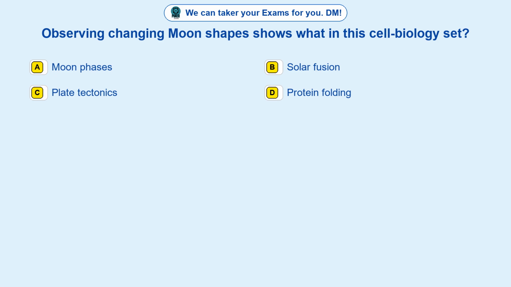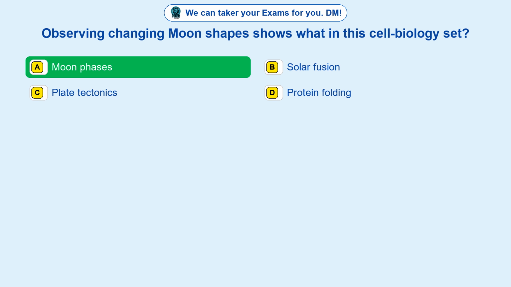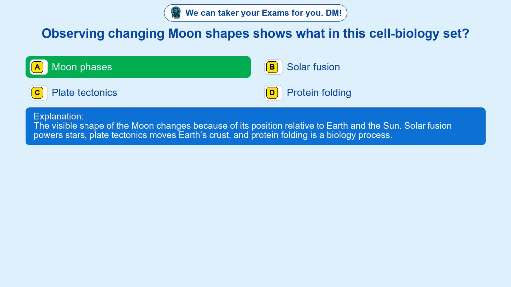Question 90. Observing changing moon shapes shows what in this cell biology set? Option A, moon phases. Option B, solar fusion. Option C, plate tectonics. Option D, protein folding. The correct answer is option A. Moon phases. The visible shape of the moon changes because of its position relative to Earth and the Sun. Solar fusion powers stars, plate tectonics moves Earth's crust, and protein folding is a biology process.